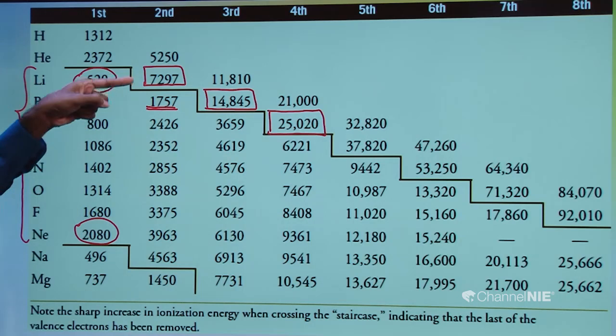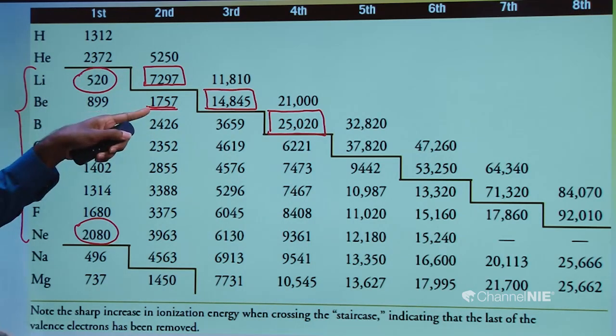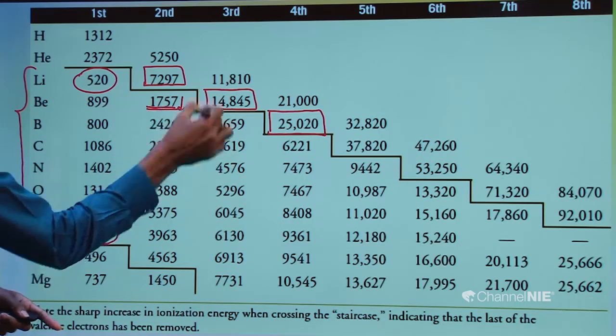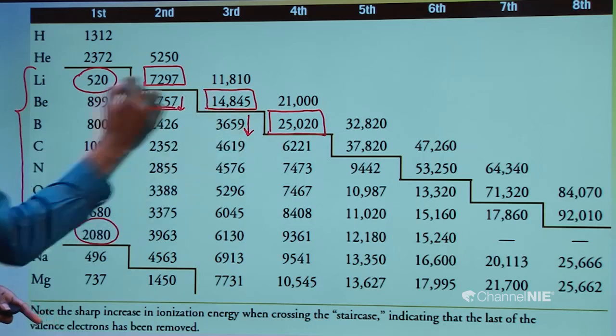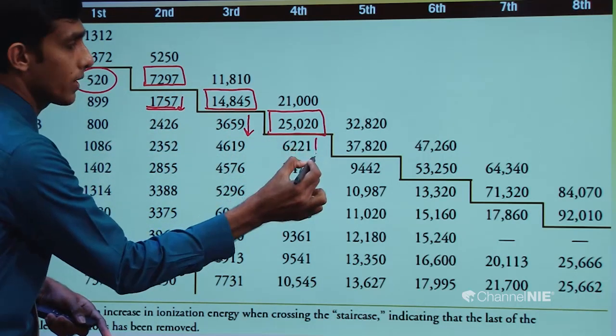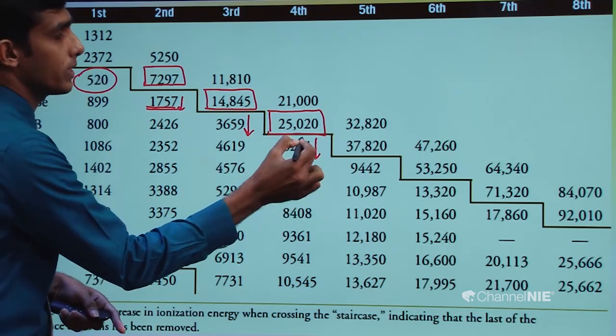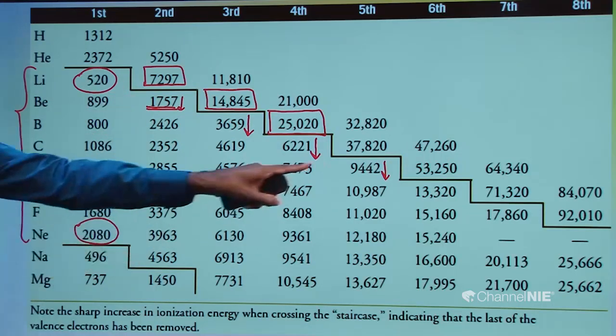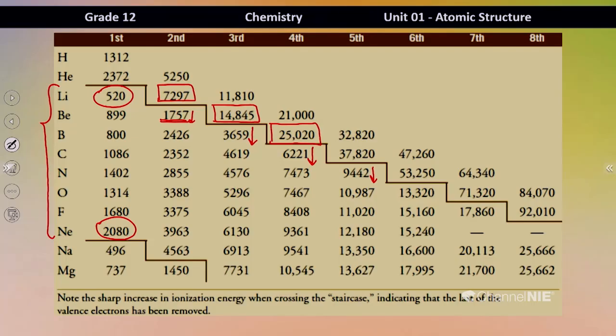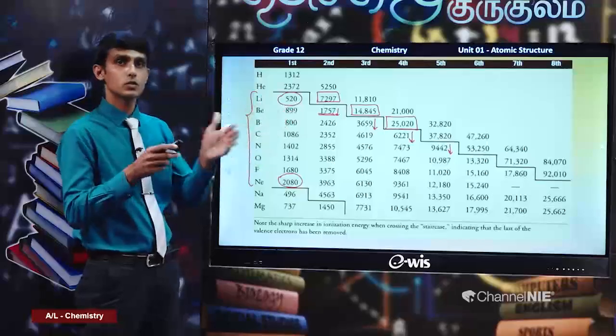Then least second ionization energy, group 2 element, least value. Least third ionization energy, group 3 element or group 13 element. Least fourth ionization energy, group 4 element or group 14 element. Least fifth ionization energy, group 15 element or group 5 element. So, the least value can directly be obtained from that particular ionization number. Highest value, that ionization number minus 1, that means highest second ionization energy, 2 minus 1, first group.